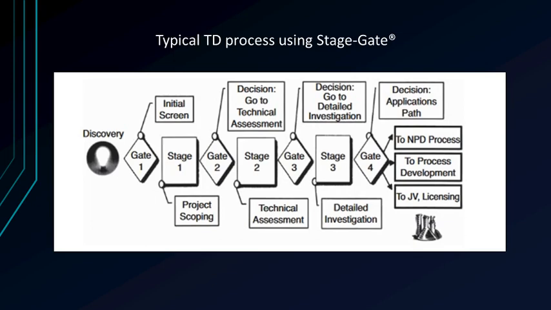The gates, designated by diamonds, are the go-kill decision points. Here, management meets with the project team to decide whether the project merits additional funding and resources to move to the next stage. If go, resources are committed at the gate and the project team moves forward. Here is a quick walkthrough of a typical TD process.